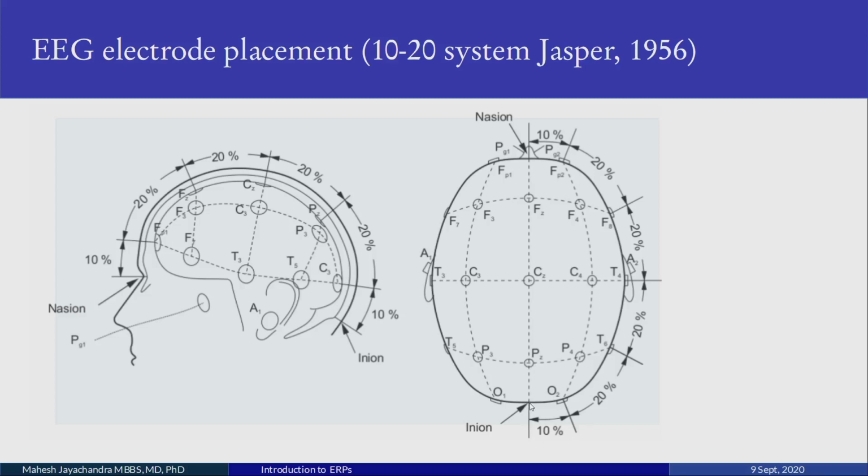OZ is not shown over here, it's below, so it's the occipital electrode, center electrode. CZ is probably the most important electrode in the central electrodes. Frontal FZ is the midline frontal electrode, and so on and so forth. Okay.